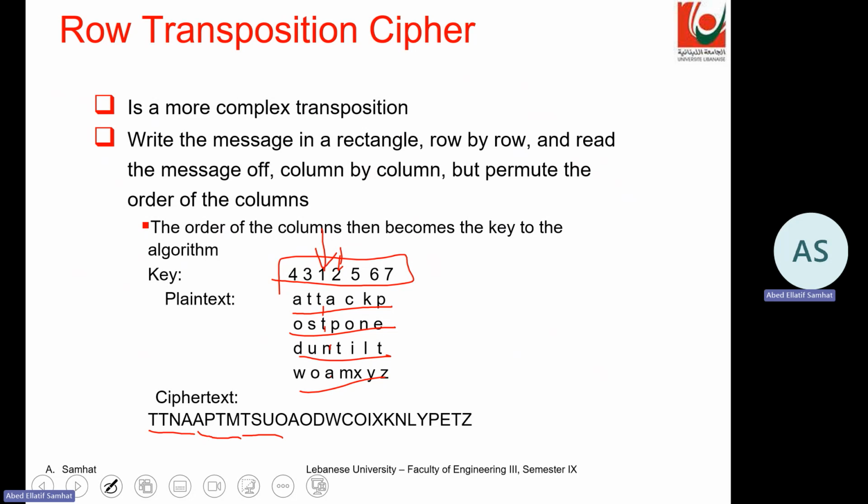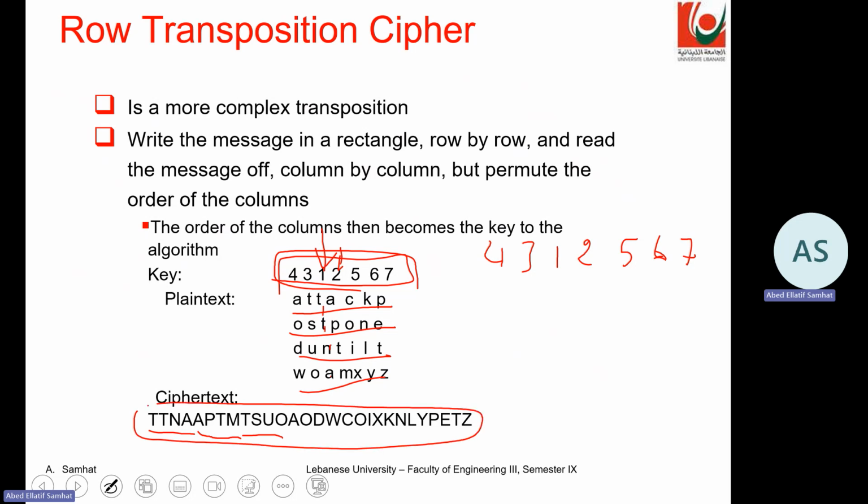So in order to recover, we just need this key: 4, 3, 1, 2, 5, 6, 7. Okay. And I have this text. I should divide it over 7, and have every part. So here, when we divide by 7, we have 4, and I should put it like this, each 4 together. T, T, and A, I will put them here. The second is A, B, T, M, and so on. So I will recover the ciphertext.